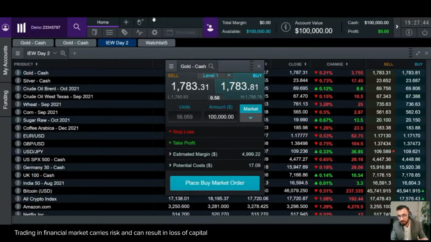Now tell me, in your respective accounts, those who have $10,000 and those who have 100,000, how many ounces of gold will you be able to buy when you type in your order ticket the exact value which you have in your trading account? Don't click on the buy position right now. Just tell me how many ounces it shows you when you write your entire amount which you have in your trading account.